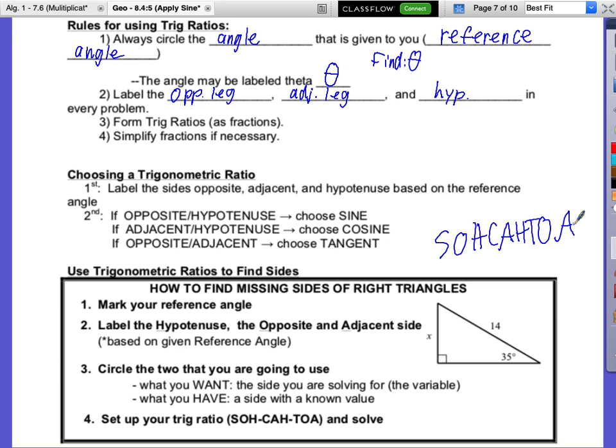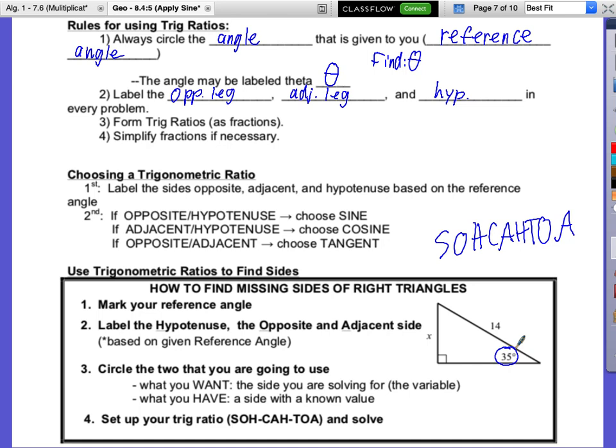So if we look down at this box in about the middle of the page, it says use trigonometric ratios, or trig ratios as we abbreviate it, to find sides. So we mark our reference angle. Which angle are we given in this triangle in the box? This 35 degrees. We're given that angle. Sorry, that was a weird question; I could have phrased that better. We're also given the right angle, but we want to look at a non-right angle and put it in perspective of that angle. From this, we'll label the hypotenuse, opposite, and adjacent side.